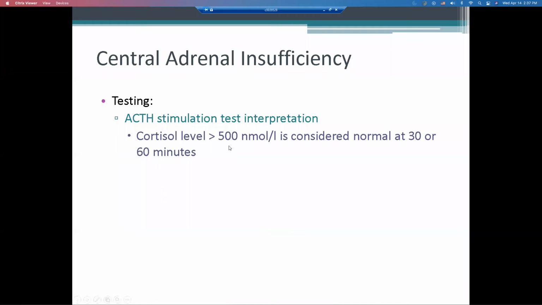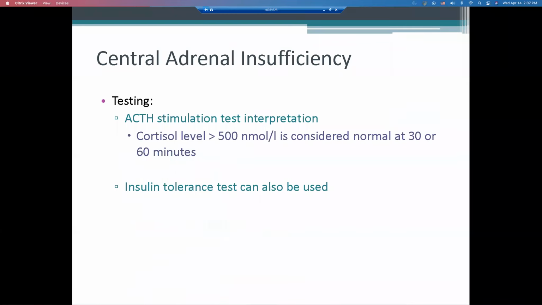So the level should be above 500 when you do the ACTH stimulation. The level of cortisol should be more than 100, either at 30 or 60 minutes. Previously, we used to do the insulin tolerance test. I want to talk about it, or maybe I can tell you about it.